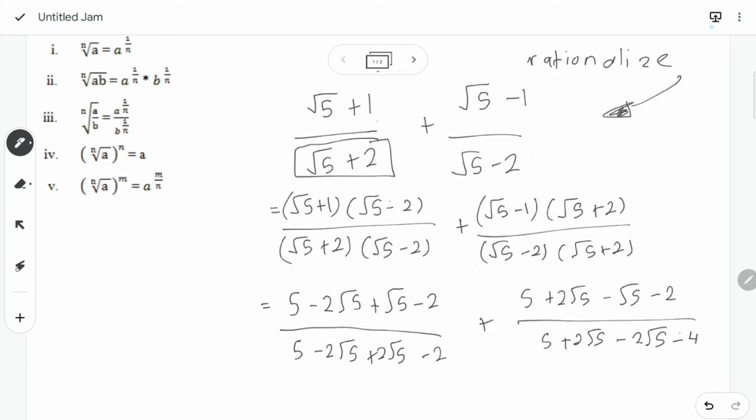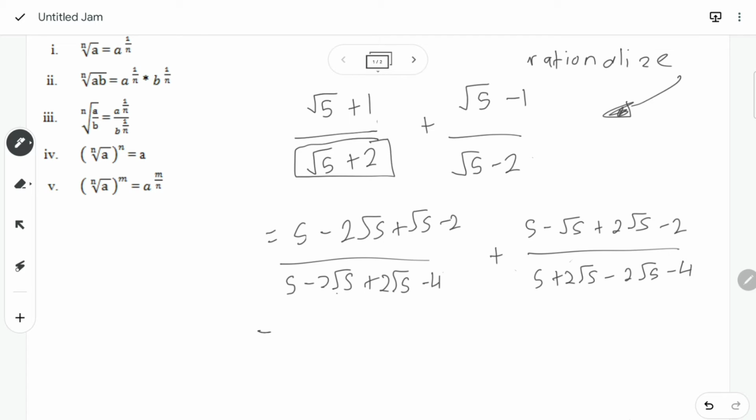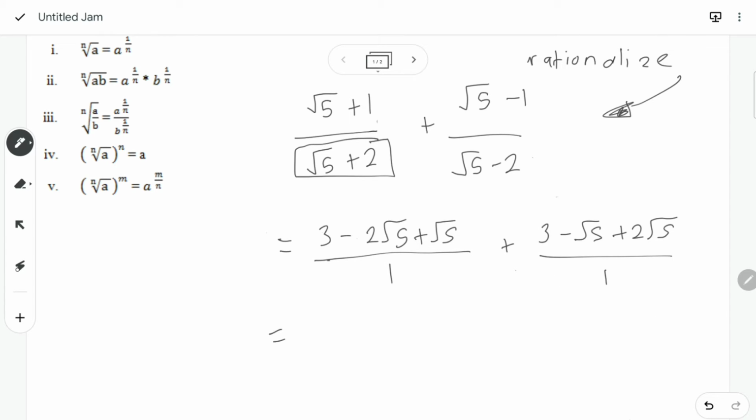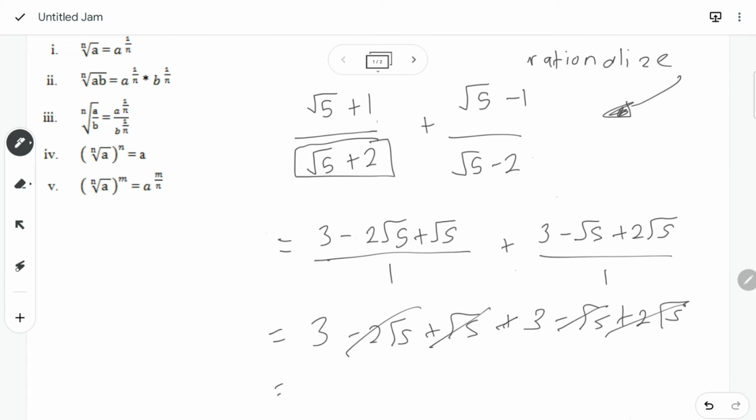That's what you're going to get. Okay, so when you get this, you're going to get this, and then what you need to do is just simplify it. You can do 3 minus 2 square root 5 plus square root 5 plus 3 minus square root 5 plus 2 square root 5, and this can be cancelled by this, so 3 plus 3 is equal to 6. So this is your answer.